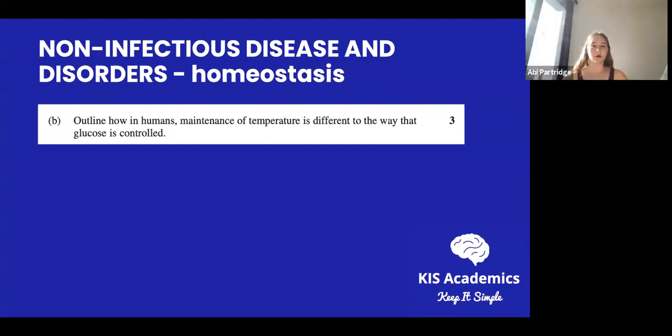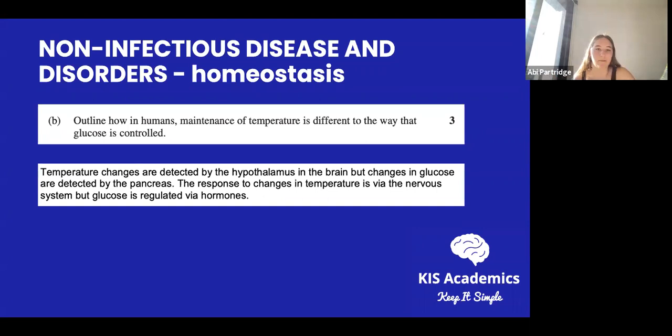Perfect. So it's the main difference between temperature and glucose. Put up the response, and the differences are in the receptor and the system that's used for response. So the receptor for temperature is the hypothalamus in the brain, and for glucose it is the pancreas. And then the system used for temperature is the nervous system, and for glucose, it's hormones. So that's pretty much all there is to the question. And then they've just put it together.